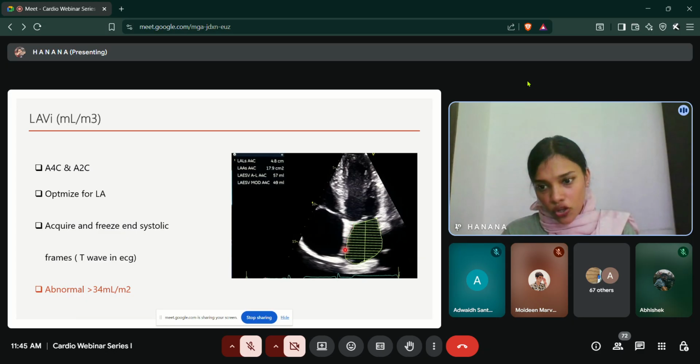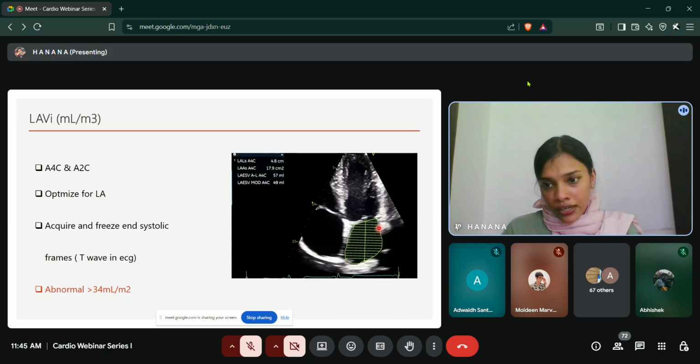Now go and trace the whole of the left atrium, and you should take care that you are not measuring any pulmonary veins. You should not be going like this, this is a pulmonary vein. You should only trace the endocardium of the left atrium. Avoid the pulmonary veins and also the left atrial appendage.